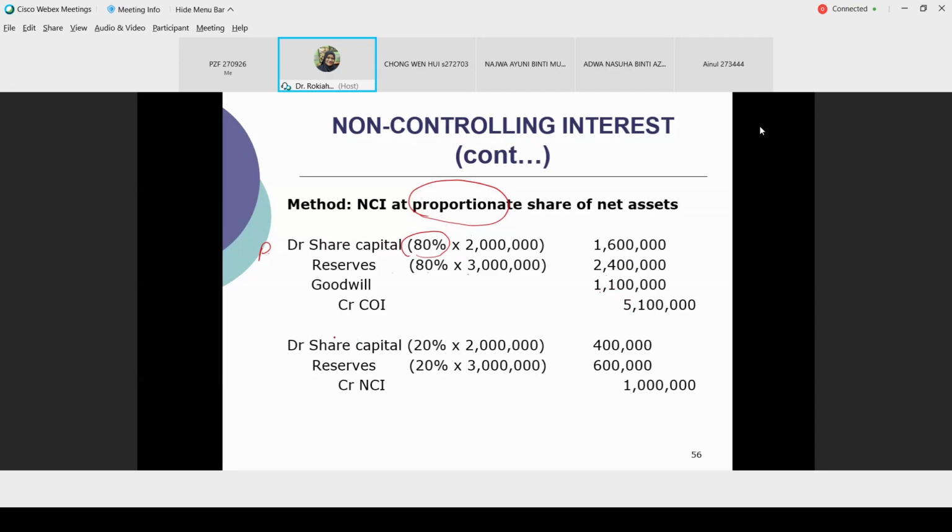And then for the NCI here, the amount of investment that you have here is 1 million. So 1 million here, 20% times 2 for the share capital, and then times 3 for the reserve here. Altogether, you have 600. So you have to remember that if you are using NCI at the proportionate share of net asset, then there is no goodwill for the NCI.